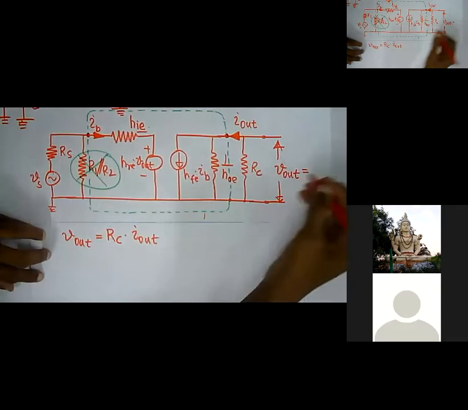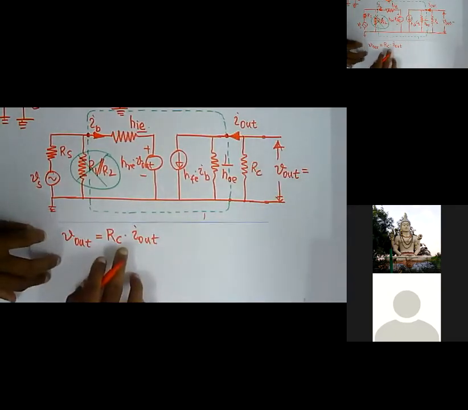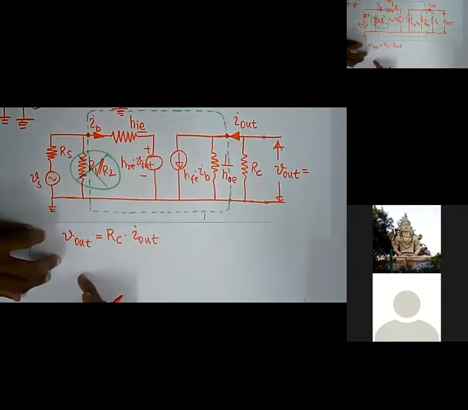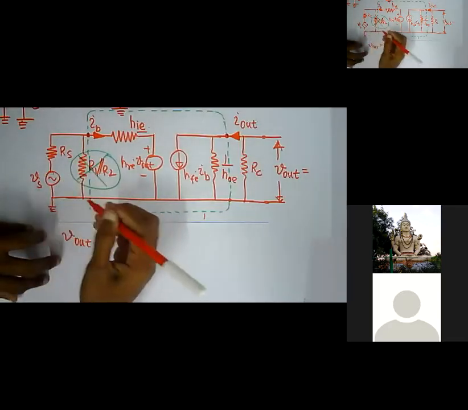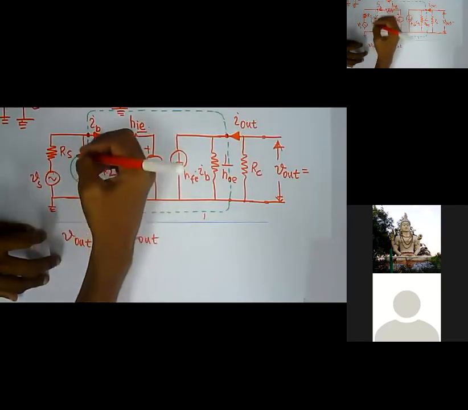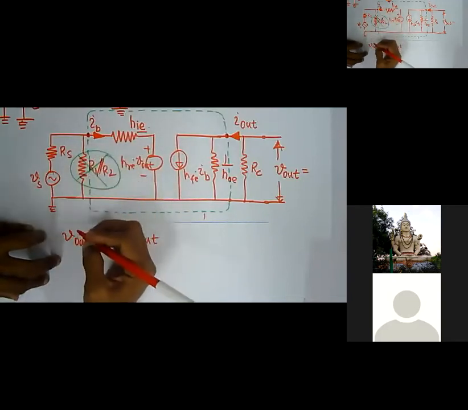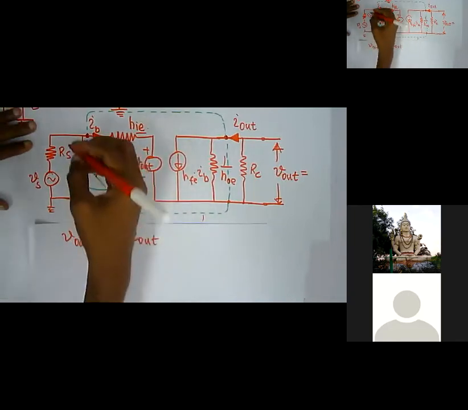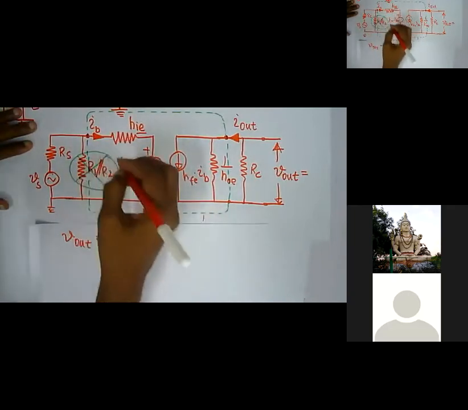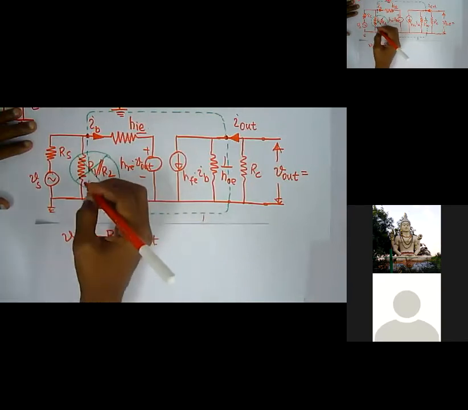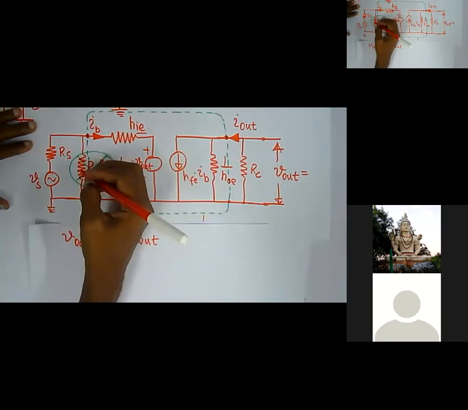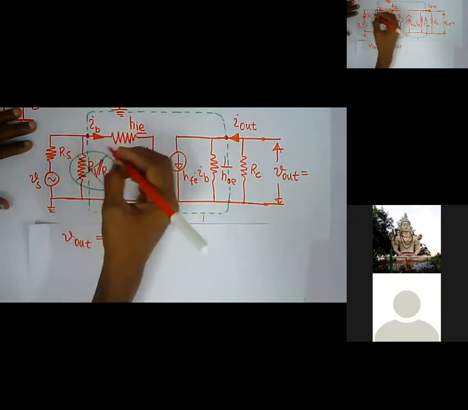So I can write my V out as I out into RC. Similarly, I can write my V in. This is my transistor, and this part is completely removed.